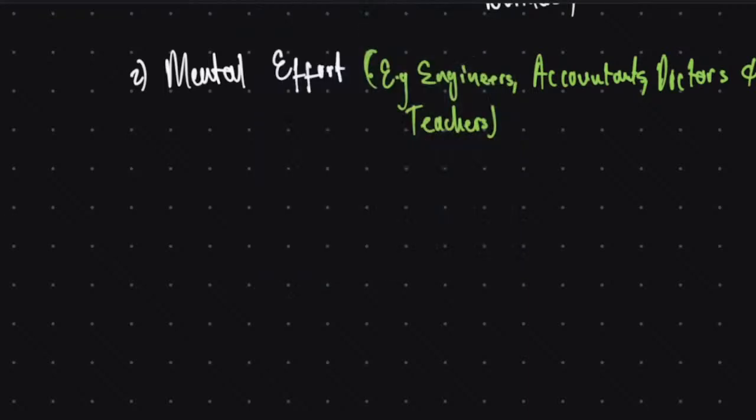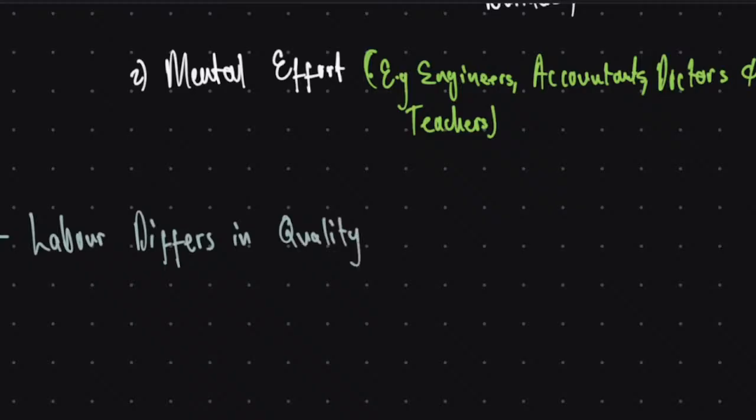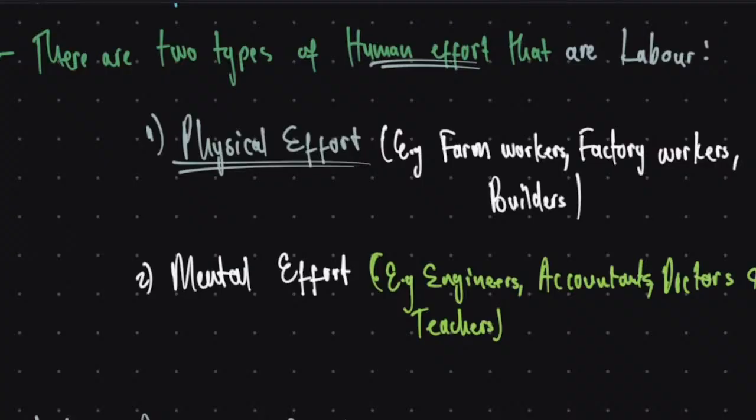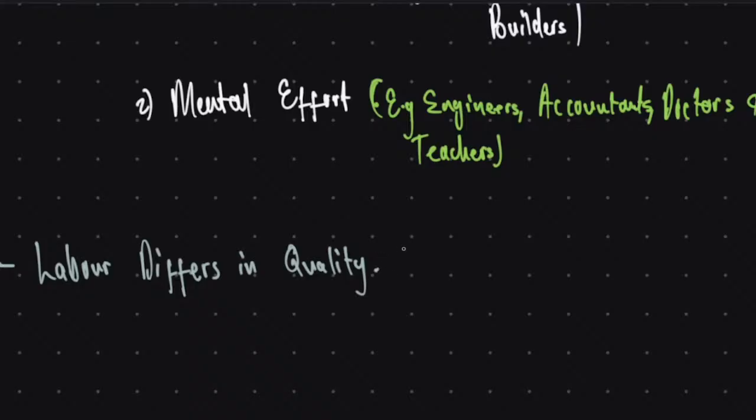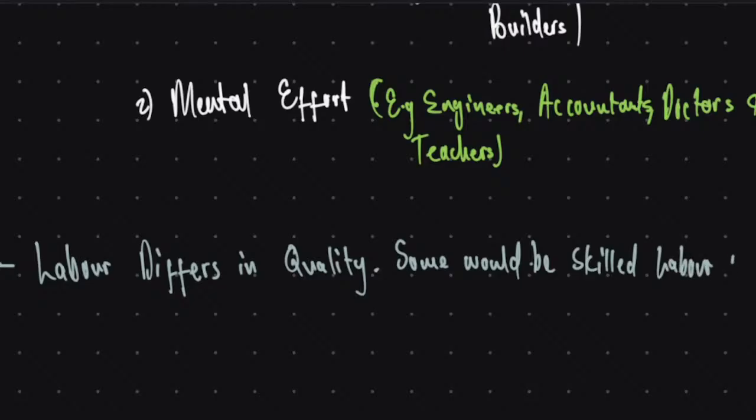Now, I want you to write to say, labor differs in quality. The labor that requires physical effort is usually unskilled labor. Okay? So labor differs in quality. Some would be skilled labor and others.